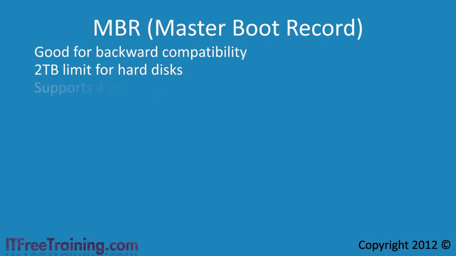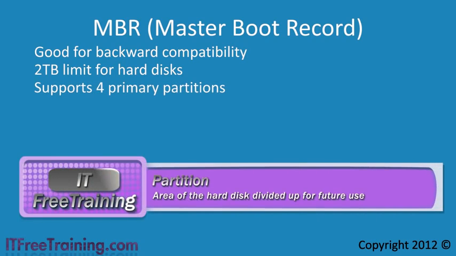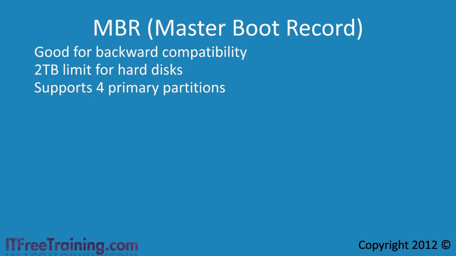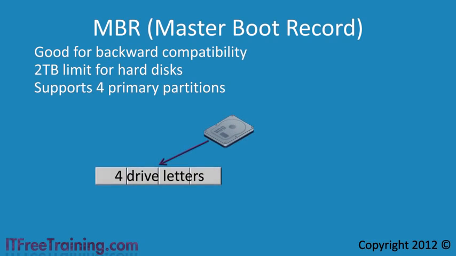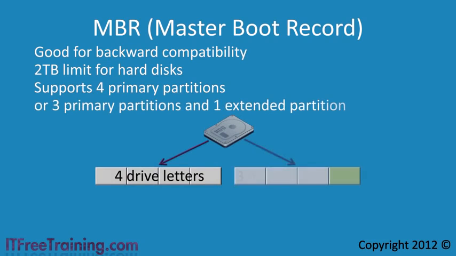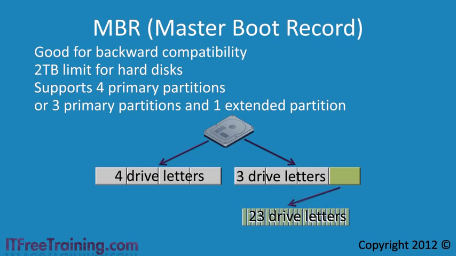With MBR, you can create up to 4 primary partitions. A partition in simple terms is an area of hard disk that has been divided up. Once a partition is created, it is usually assigned to a volume and assigned a drive letter. Using primary partitions, you could have 4 drive letters per hard disk. To increase this number of assignable letters, a hard disk can have one of these primary partitions changed to an extended partition. Inside the extended partition, you can create logical partitions, taking the total number of partitions an MBR disk can have up to 26.